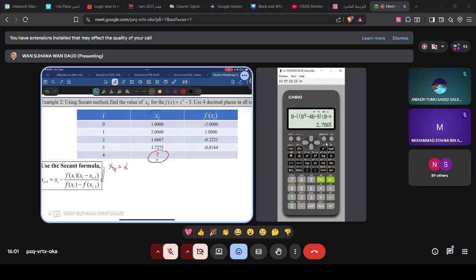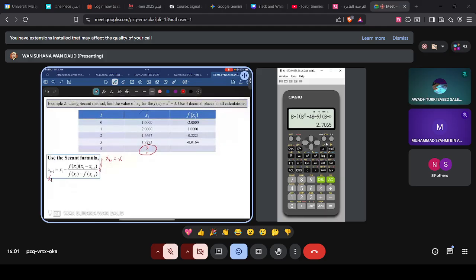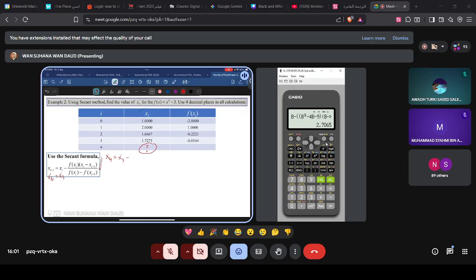So it's supposed to be x. This is x4, so it will be x3 here. So x3 minus f(x3) times x3 minus x2, divided by, let me write in this proper way, f(x3) minus f(x2).